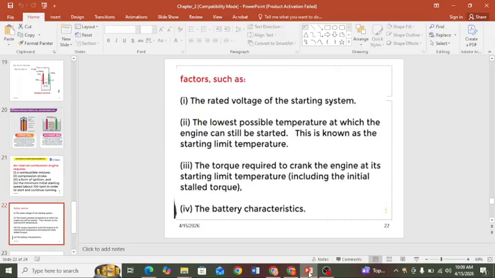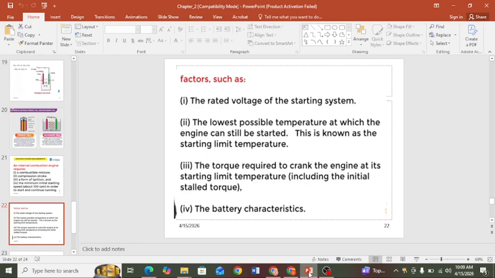Another factor is the rated voltage of the starting system. Then the lowest possible temperature at which the engine can be started is within known starting limit temperatures. Then the torque required to crank the engine at starting limit temperatures, including the initial stalled torque. And the last is the battery characteristics.